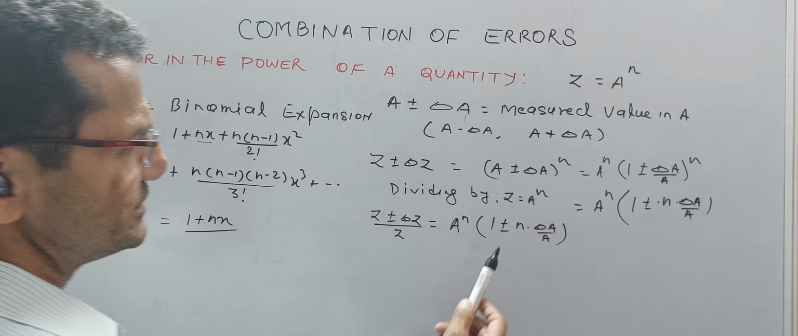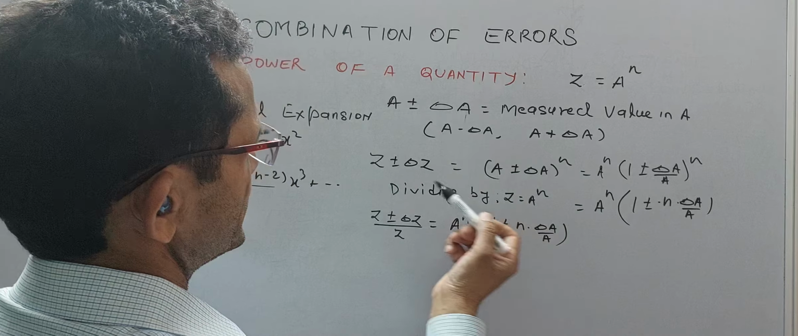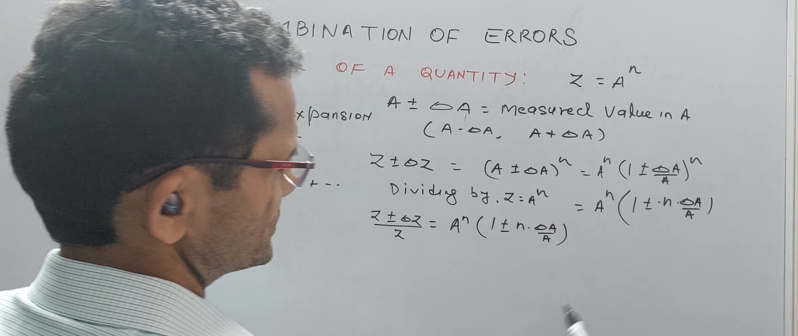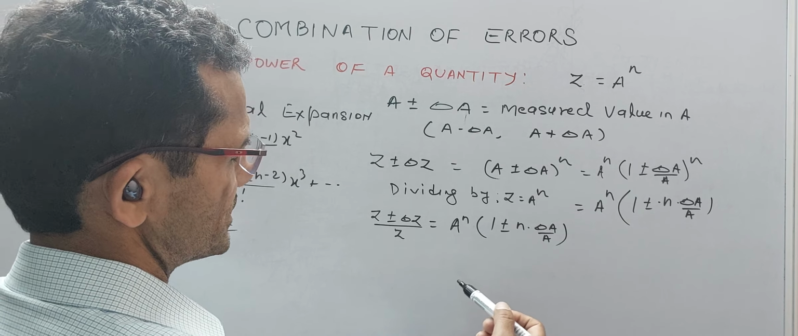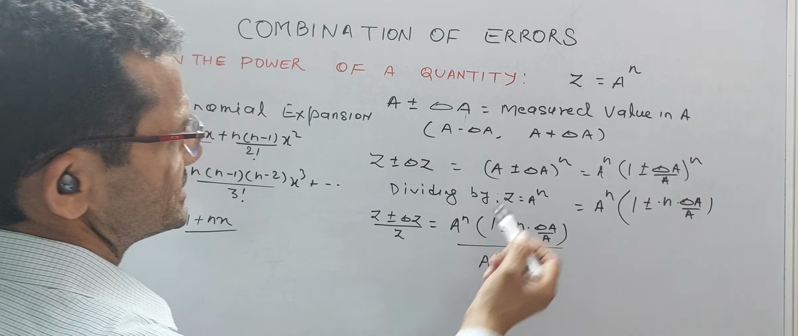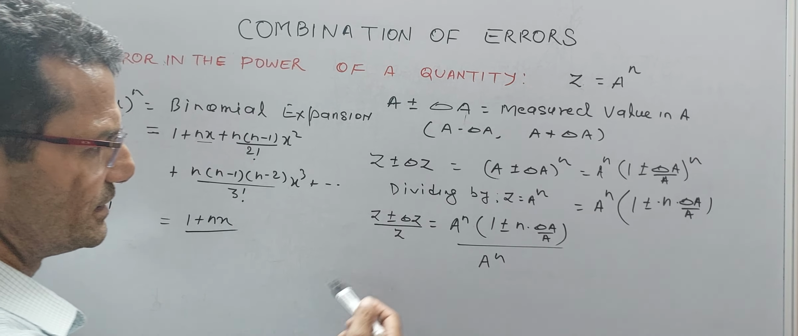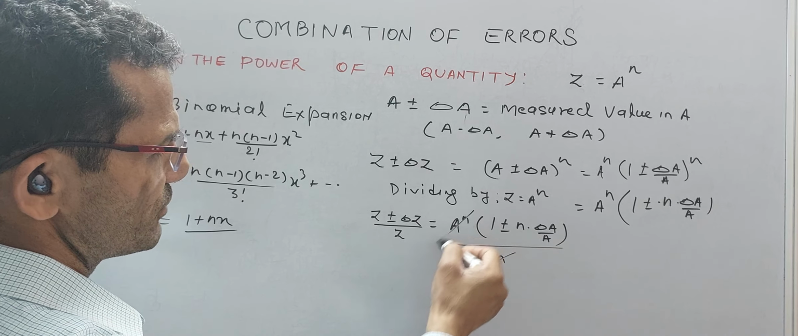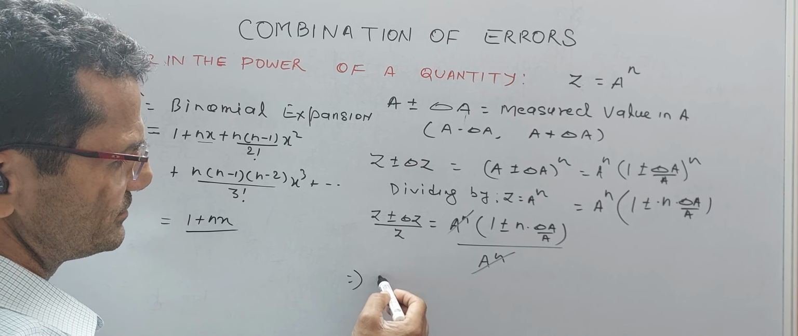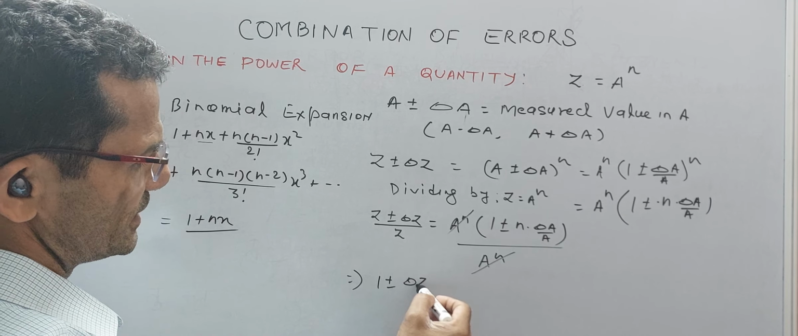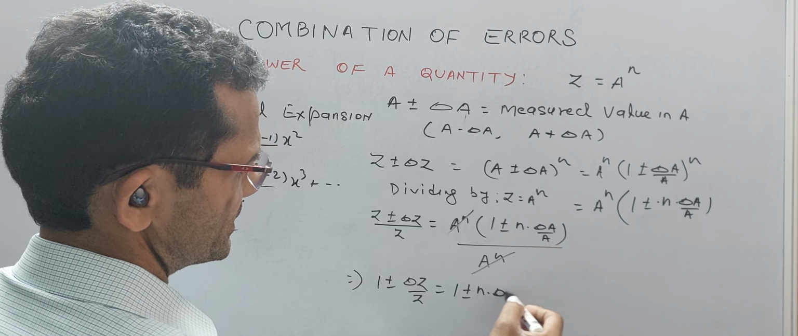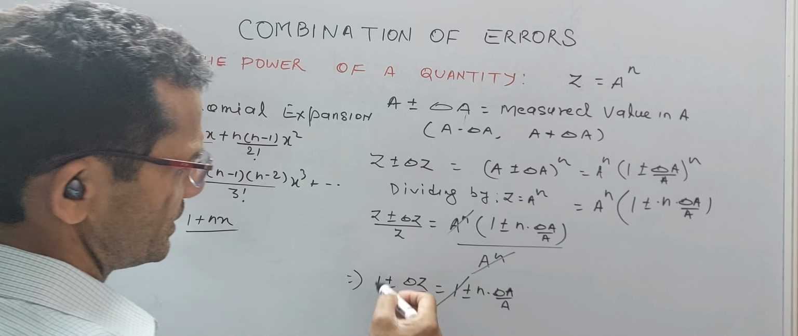We have to divide this equation, left hand side by z and right hand side by a raised to the power n, so that respective terms are cancelled out, since z is equal to a raised to the power n. So now a raised to the power n is cancelled out. Breaking this, z upon z is 1, plus minus delta z upon z is equal to 1 plus minus n times delta a upon a. So now 1 is cancelled out.